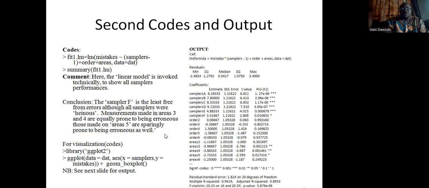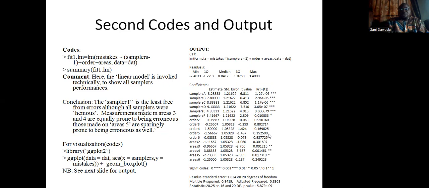Okay. So they are all prone to errors. Our samplers are erroneous in their judgment. The least prone to error is sampler F. That's the least prone to error, but it too is erroneous. It too was found to be erroneous.